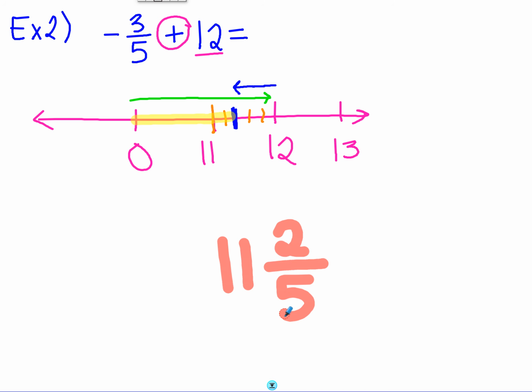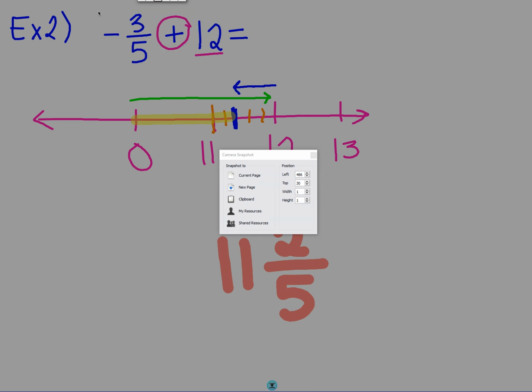Okay? Now the other option is for us to get a common denominator. So I'm going to copy this problem.